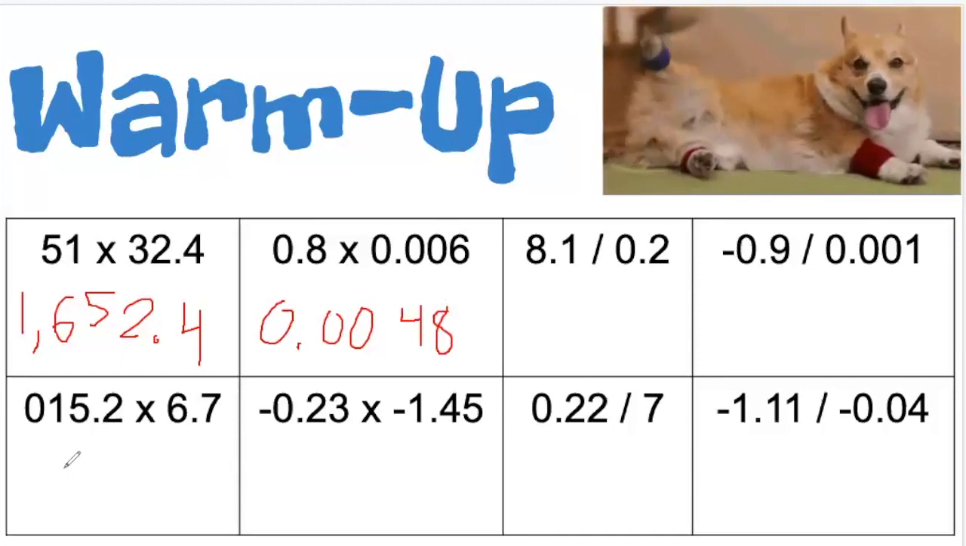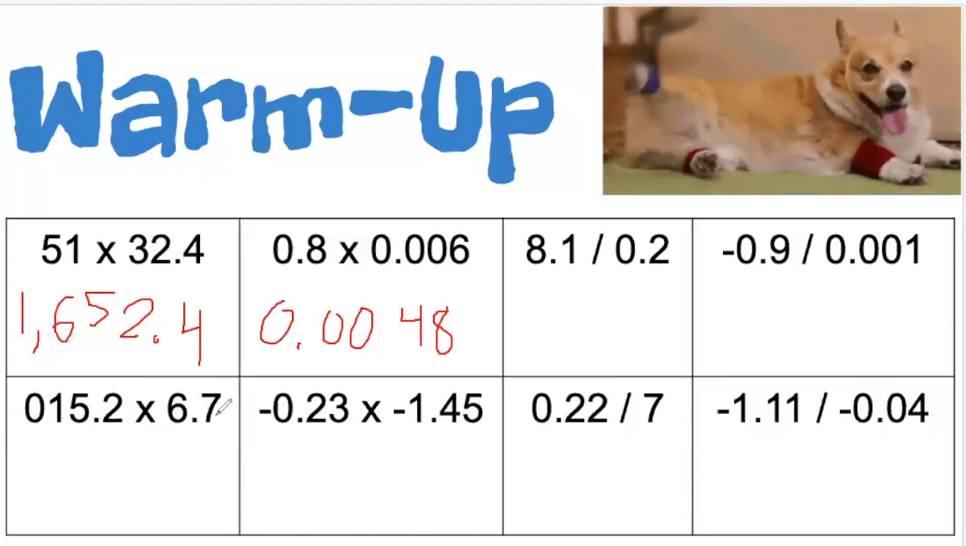We'll move down and finish up the other multiplication. I have a 0.152. So really this is just 15.2 times 6.7. So 15.2 times a 6.7. And that is, again, it's going to be positive 101.84.